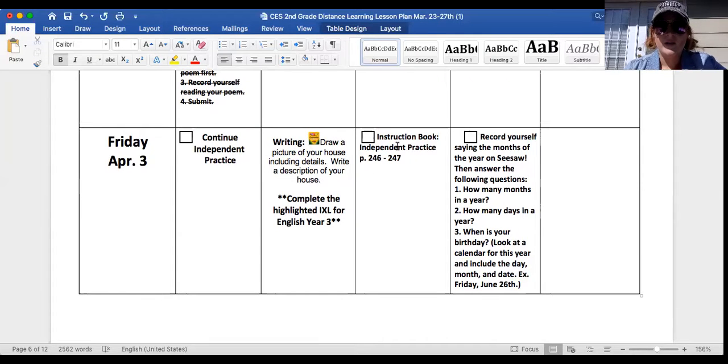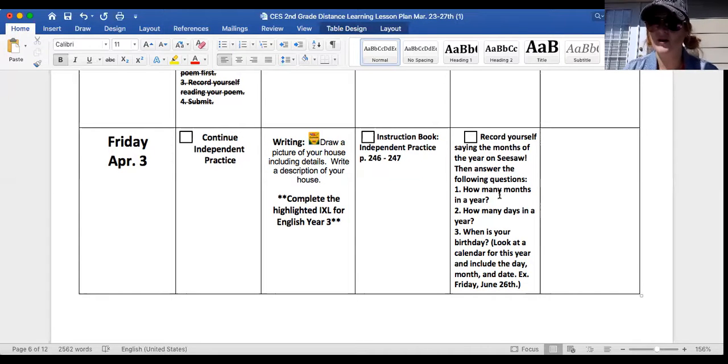All right. In your math instruction book, pages 246 and 247 is what is for today. I'm going to take a look at that real fast. All right, so those are the independent practice, solving word problems about calendars. And then record yourself saying the months of the year on your Seesaw. And then after you do that, answer these questions.